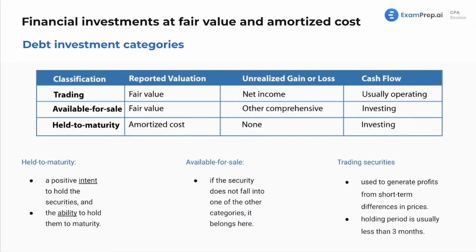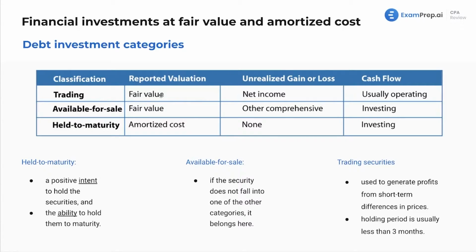All right, now we get into the big kahuna. This is where a lot of points will come from on the exam. So these are the categories for debt investments. Like we said before, we have trading, available for sale, and held to maturity. A lot of these questions are going to be as simple as memorizing this, right?